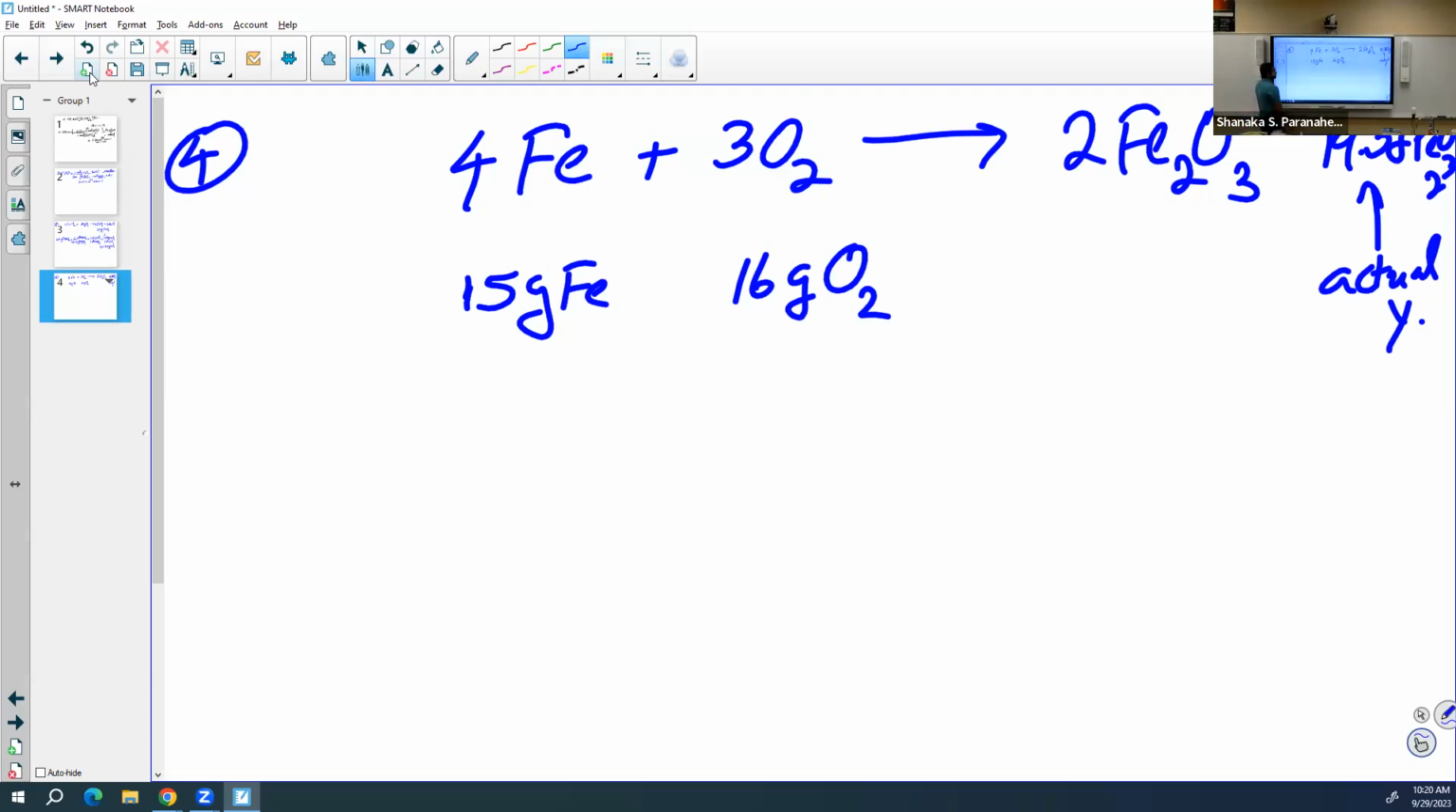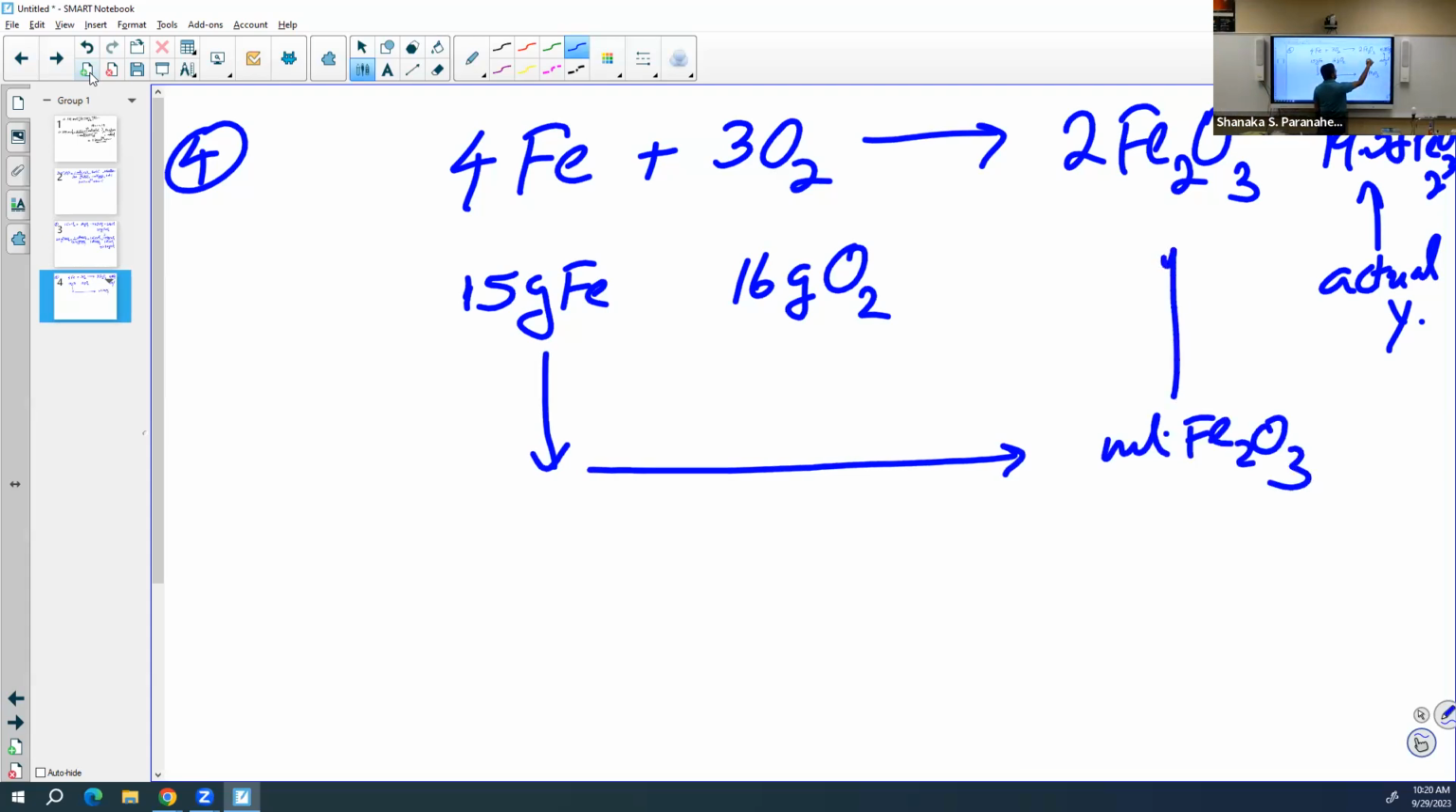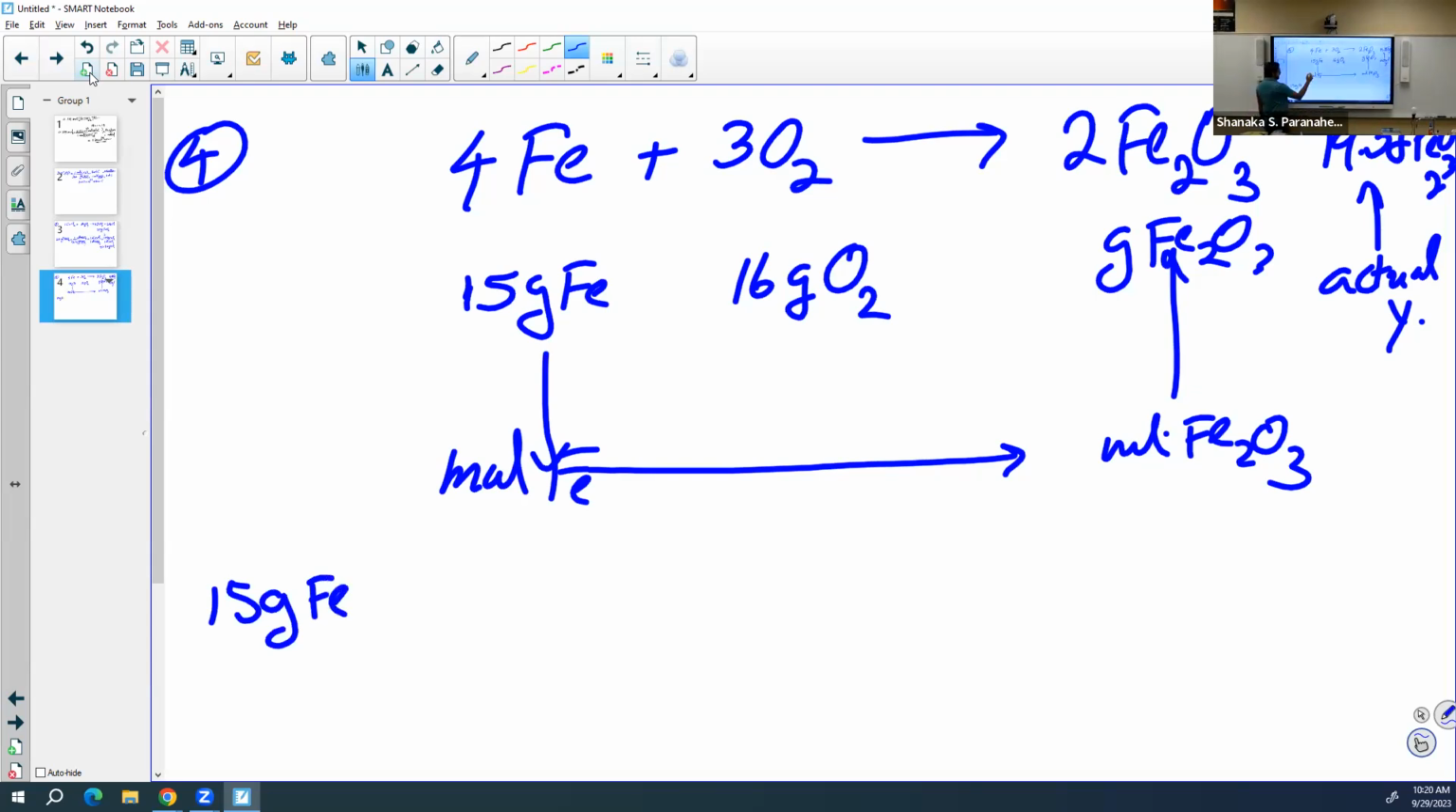So we are going to do 2 mass to mass calculations starting from grams of iron, then moles of iron into moles of Fe2O3, and then into grams of Fe2O3. That's our first calculation, starting from grams of iron to grams of Fe2O3. So 15 grams of iron. This is an element, so we have the molar mass in the periodic table. We divide by the molar mass of iron, 55.85 grams of iron, 1 mole of iron.